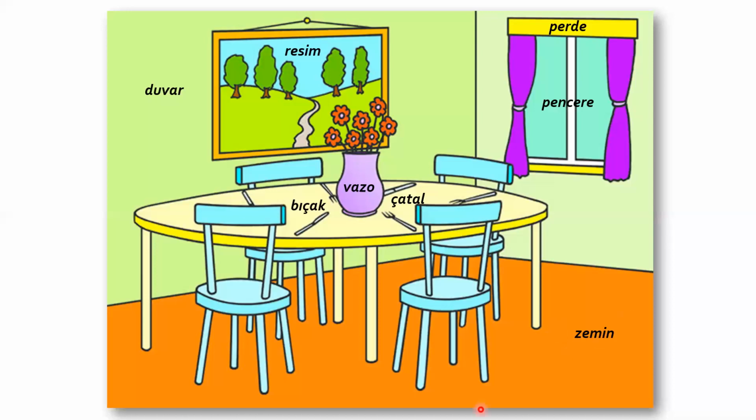Okay, let's continue. Duvar, wall. Duvarda masa var mı? Try to answer this question. Okay. Possible answer could be Hayır, duvarda masa yok. And you can also say no, there is no table on the wall. There is a picture. Hayır, duvarda masa yok. Ama resim var.